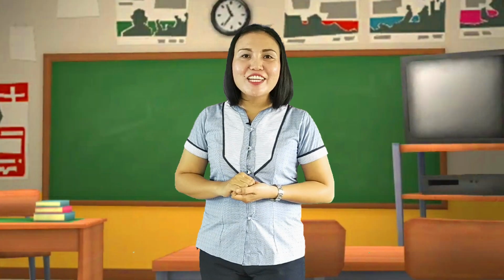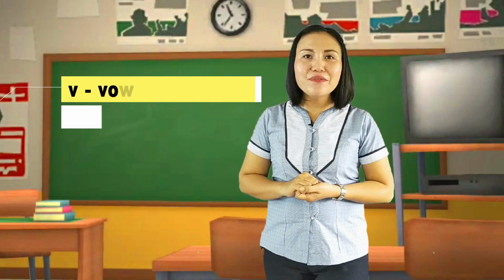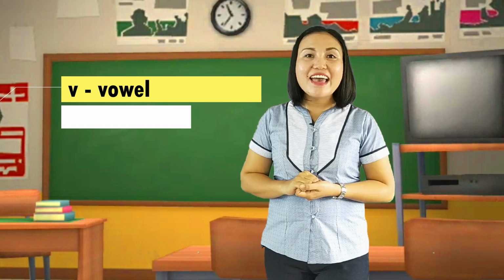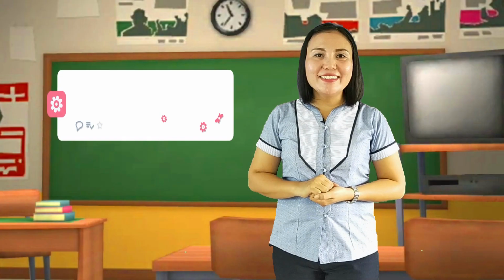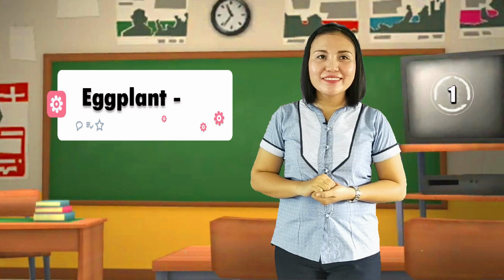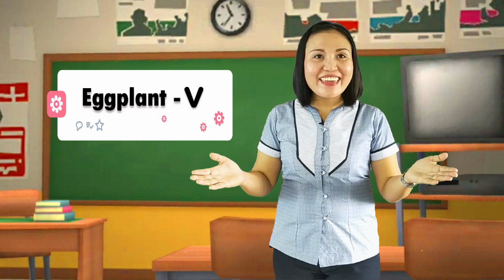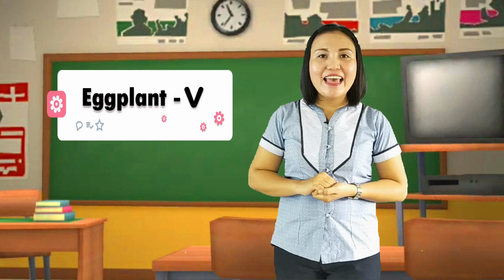Let us practice the newly learned skill by answering Activity 1 on your self-learning module. Let's get it on! Write V if the word begins with a vowel and C if it begins with a consonant. Are you ready? Number 1. Eggplant. What's the answer? It's V. Very good. The word eggplant starts with E and it is a vowel.